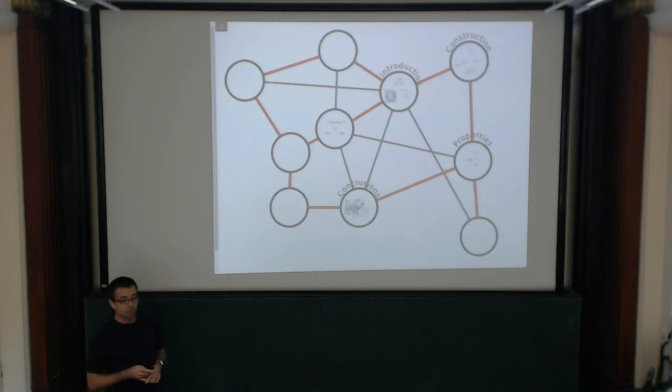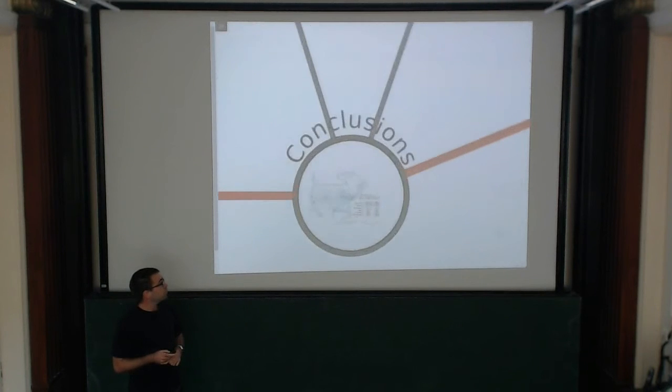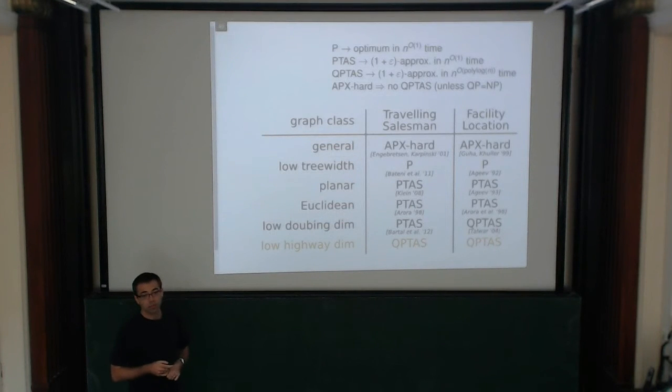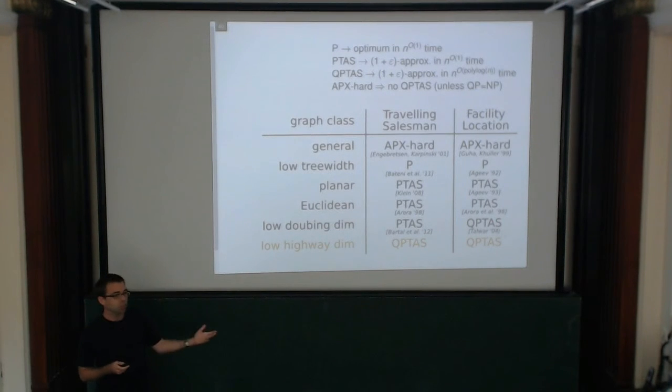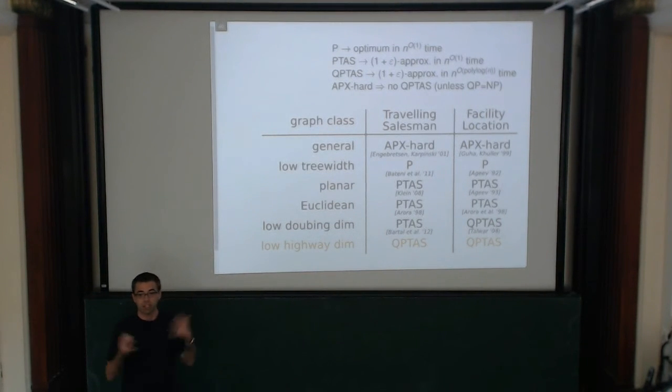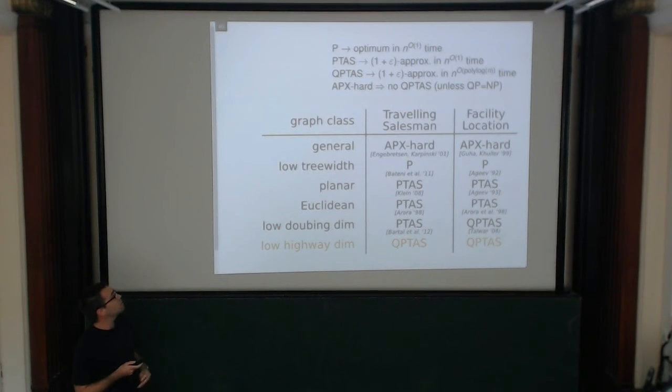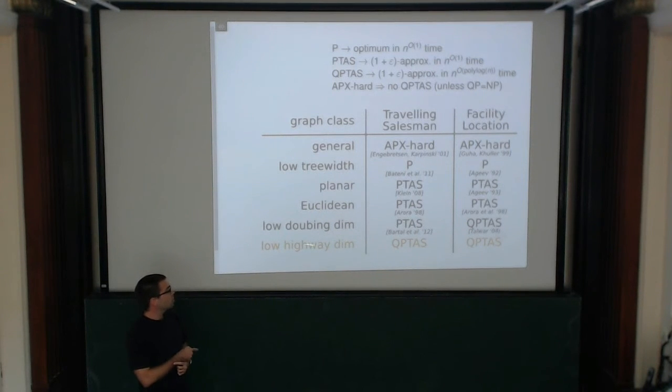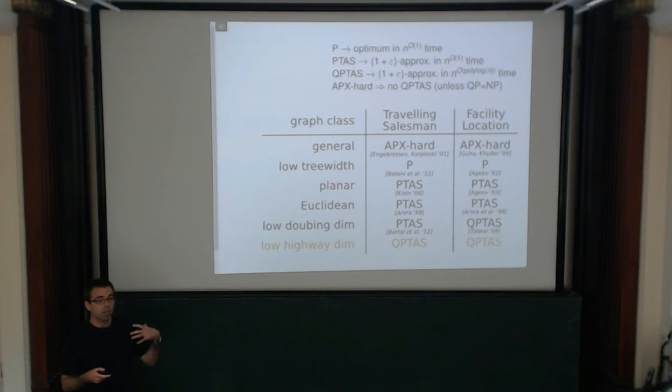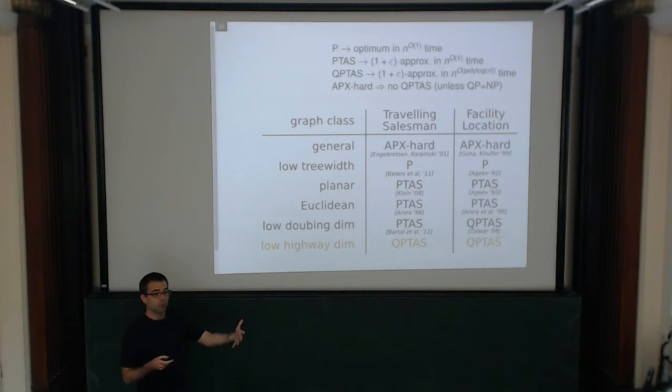Yeah, just some conclusions. Of course, we are not the first ones to think about special graph classes that somehow capture transportation networks better than just a general graph and try to solve these problems. In particular, these algorithms for planar graphs or Euclidean metrics are pretty famous. But I want to make the case that these low highway dimension graphs somehow capture some transportation networks that are not captured by these cases.